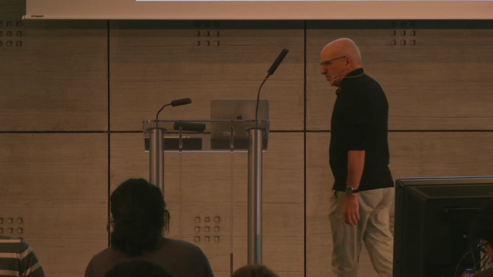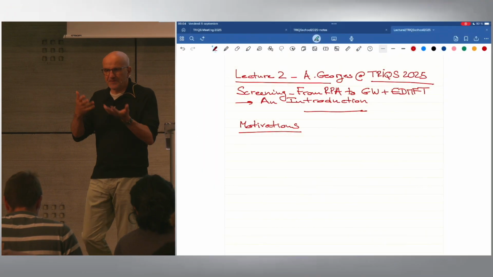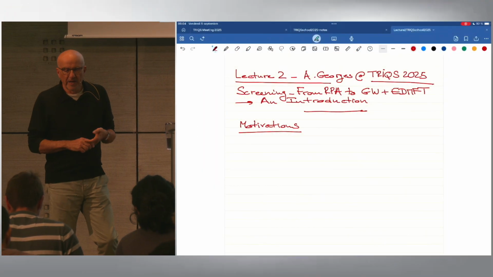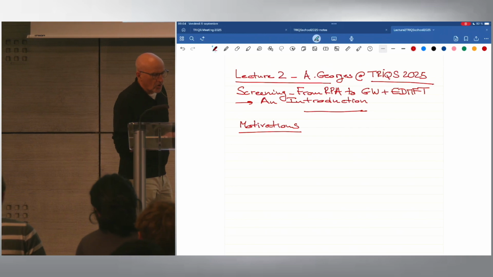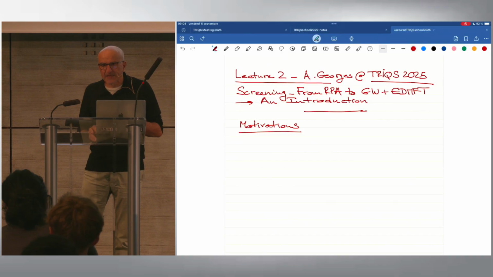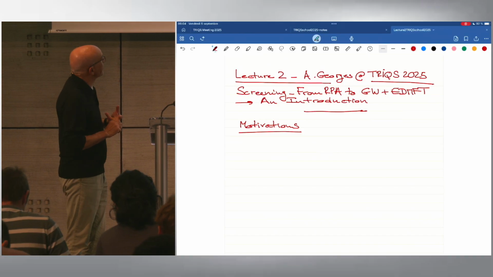This morning, Chanan, Ye, and myself are going to introduce you to what we believe is a route to fully ab initio electronic structure theory for correlated materials, namely starting not from DFT, but from GW, and combining it with dynamical mean field theory, or more precisely, an extended version of dynamical mean field theory called EDMFT.